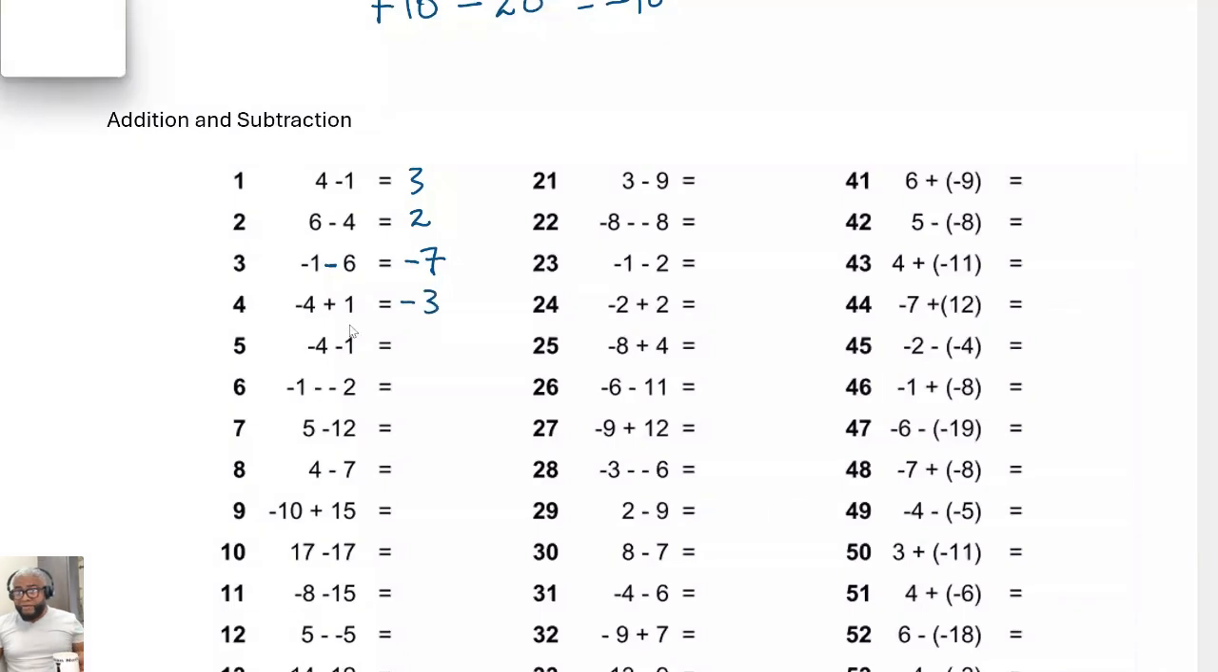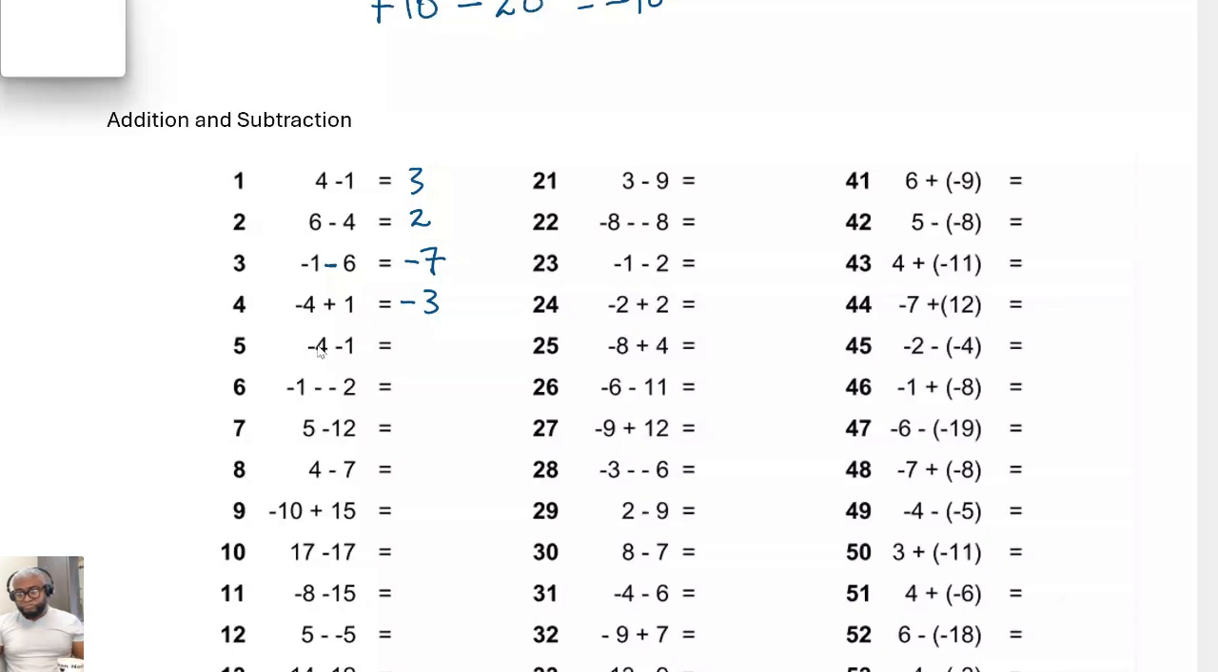So let me just go back over this one because Sheldon's mic was a little distorted. -4 plus 1. The two signs are different, so I subtract. I took 1 from 4, I got 3. I kept the sign in front of the larger number. The answer is negative 3, right? Kimani, number 5. What are we doing here?